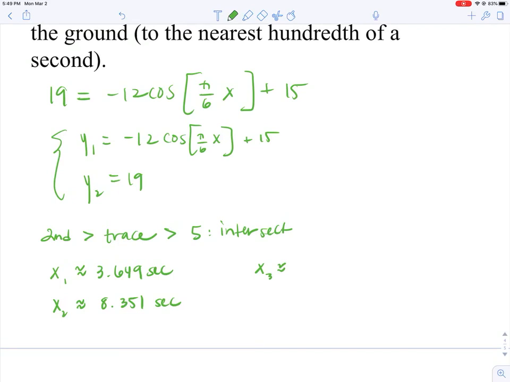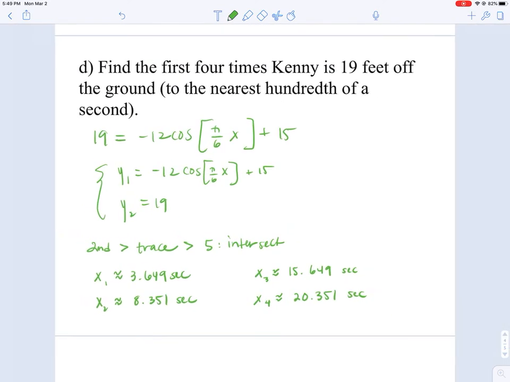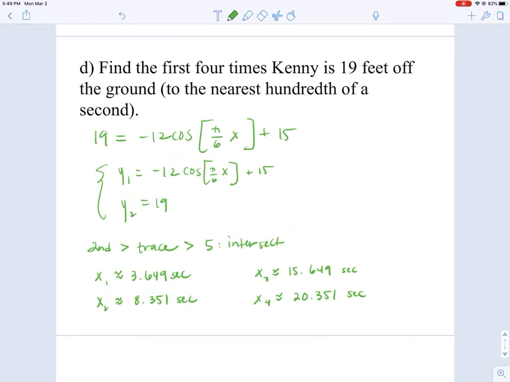And then second trace, intersect again, move the cursor. Enter, enter, enter. I get 15.649 seconds. And enter, enter, enter. I get 20.351 seconds. So those will be the first, oh, it said round to the 100th, and I rounded to the nearest thousand. So those will be the first 4 times that he would be 19 feet off of the ground. We solved graphically using our calculator.